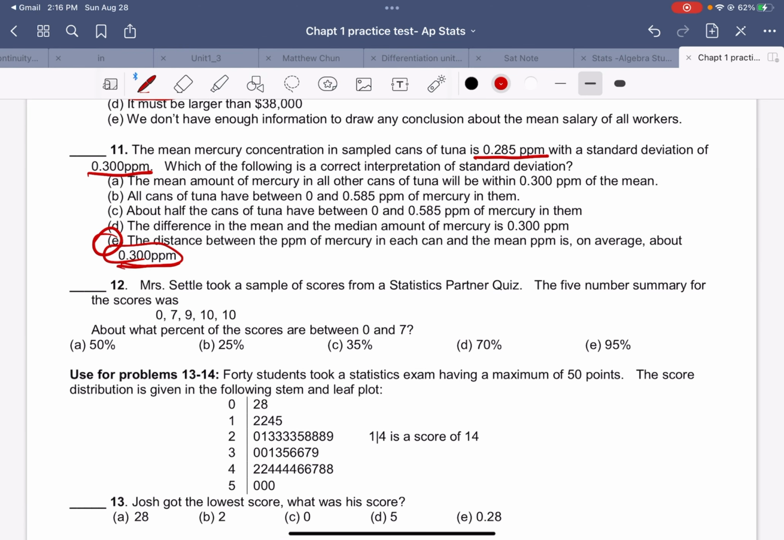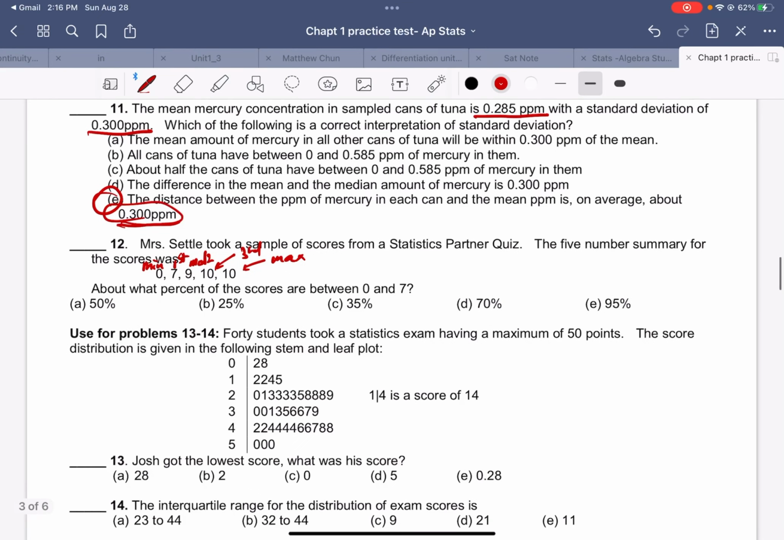Now, next on number 12, Mrs. Settle took a sample of scores on a statistics quiz. The five-number summary, we know what that is, right? This one is the minimum, first quartile, median, and next one is the third quartile, and this one is the max. Those are the five-number summary. Now, about what percent of scores are between 0 and 7?